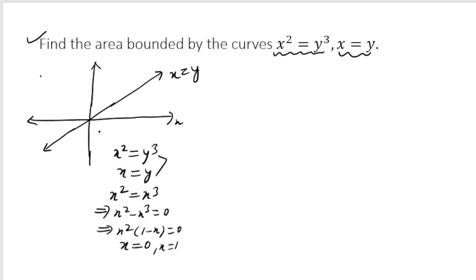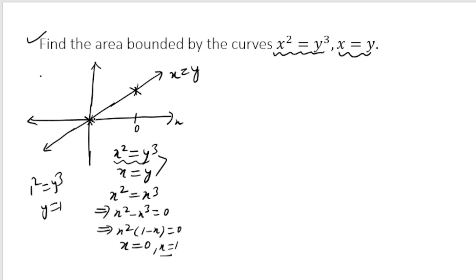So one thing is certain, that this curve, x square is equal to y cube, will pass through 0 and will pass through the point x is equal to 1. So this is the point x is equal to 1, this is the point x is equal to 0. This is a point on the curve, because if I take x is equal to 1, then 1 square is equal to y cube, so y will also be equal to 1. So one point is on the curve, and 0 is on the curve.